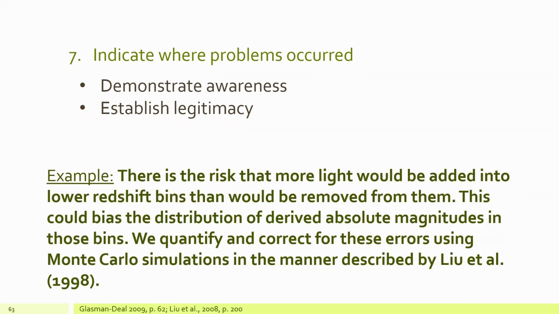Here, Liu et al. identified potential problems that could arise from their methods and how they corrected for them. "There is the risk that more light would be added into lower redshift bins than would be removed from them. This could bias the distribution of derived absolute magnitudes in those bins. We quantify and correct for these errors using Monte Carlo simulations in the manner described by Liu et al. 1998."